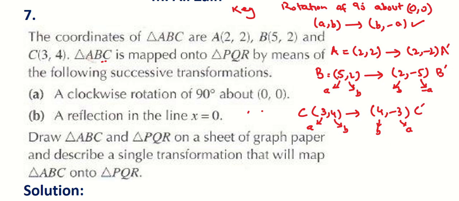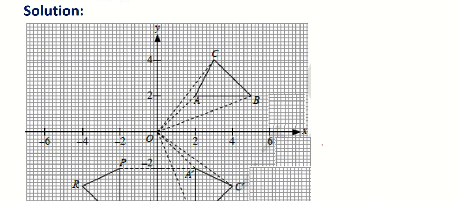Now first we draw ABC, then A dash, B dash, C dash. First we draw ABC. A is 2, 2, B is 5, 2, and C is 3, 4. First we locate 2, 2: 2 and 2. Then the coordinates of B are 5, 2. This is 5 and height is 2.